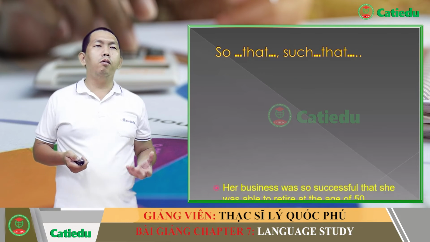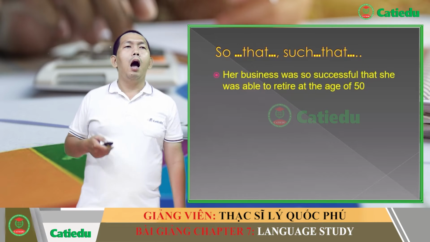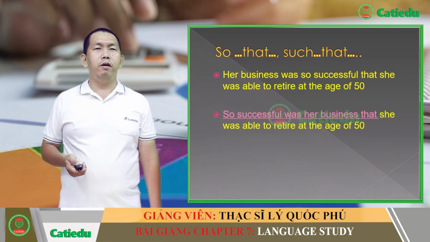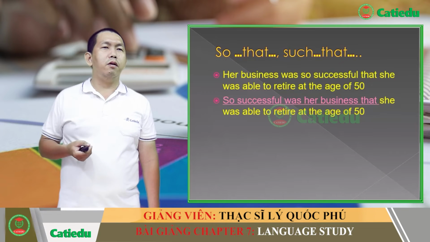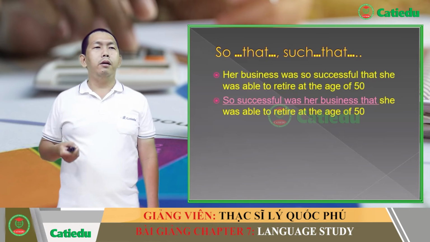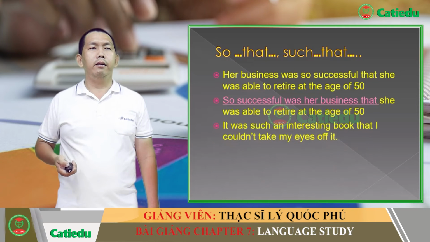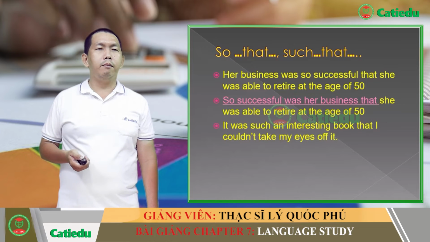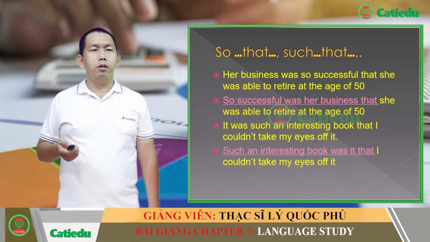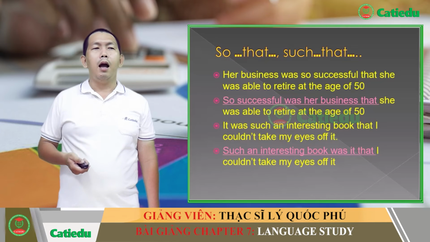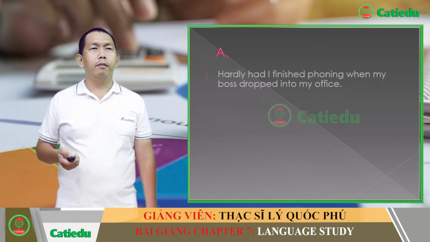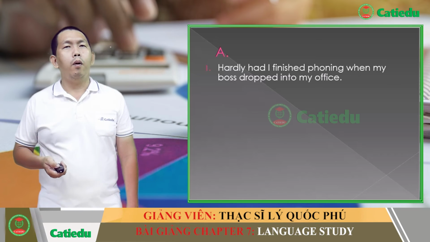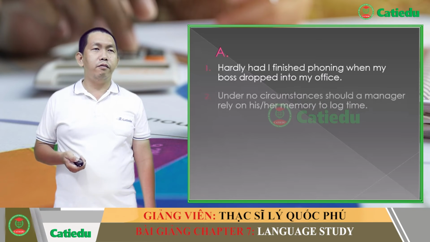Her business was so successful that she was able to retire at the age of 50. So successful was her business that she was able to retire at the age of 50. It was such an interesting book that I couldn't take my eyes off it. Such an interesting book was it that I couldn't take my eyes off it. Now, hardly had I finished phoning when my boss dropped into my office.